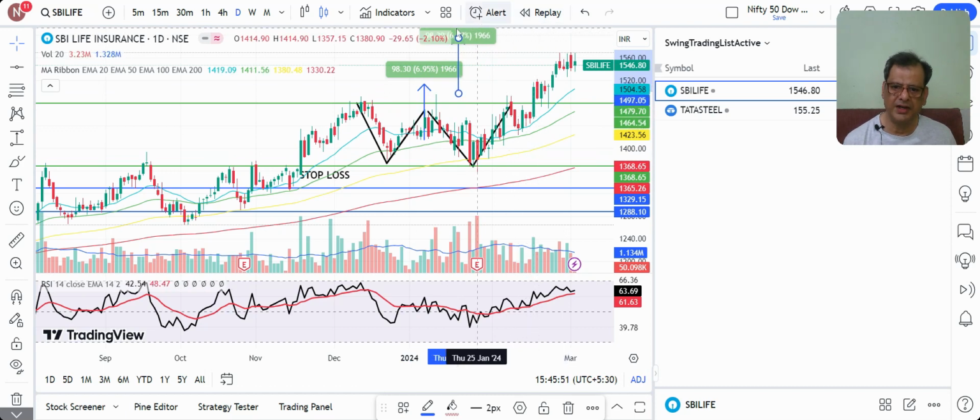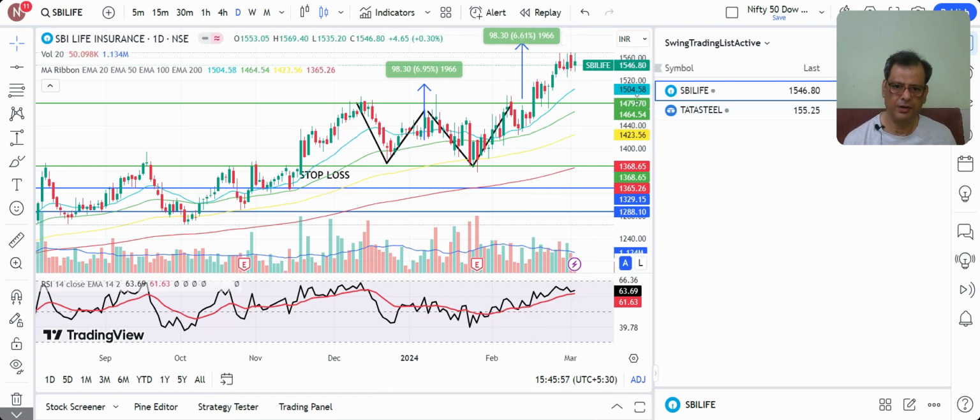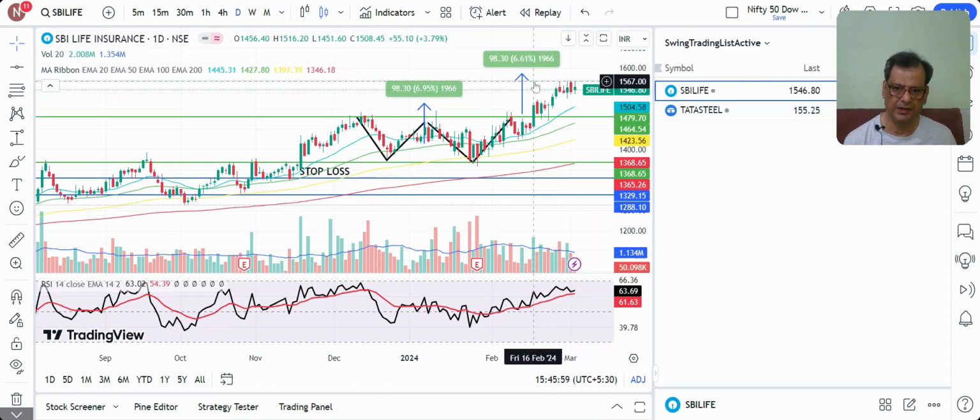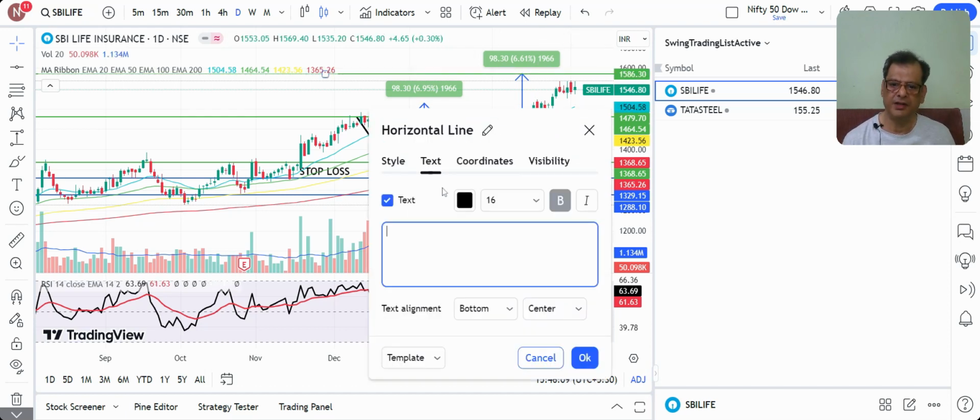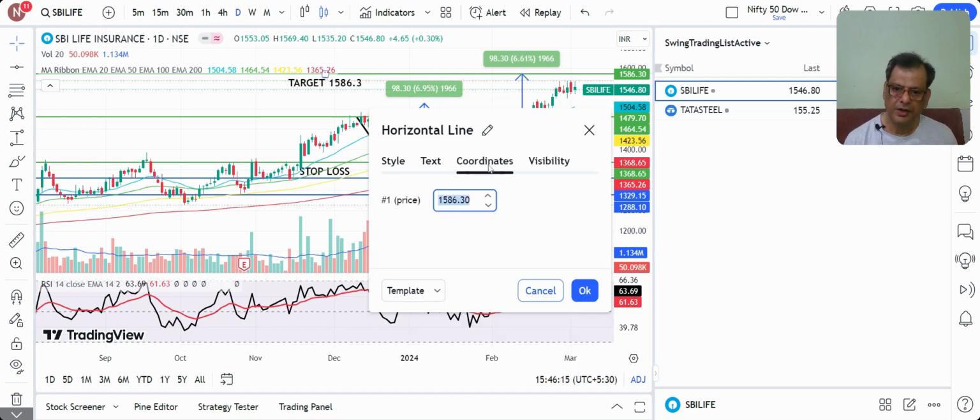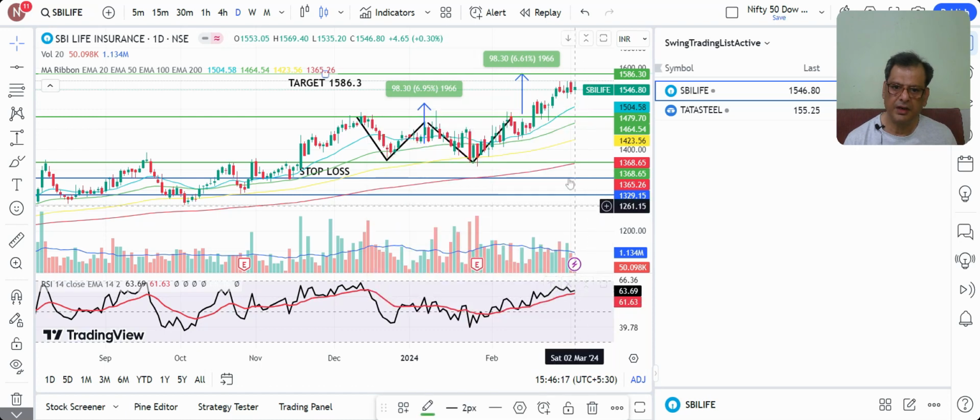Assuming you took entry somewhere above this green line, from your entry, this is your target. Now, if I place it, it's coming up to 1586. So I can say something like 1586.3 is my target.